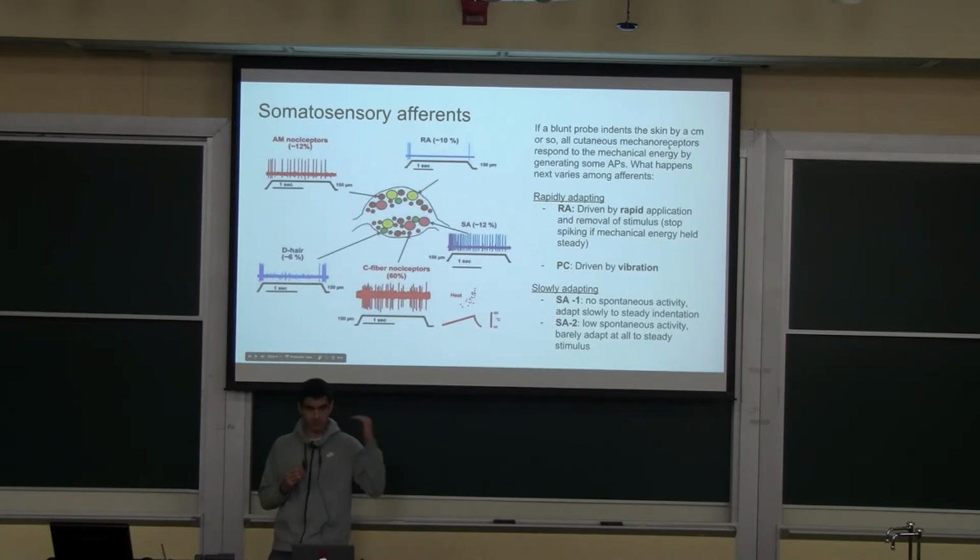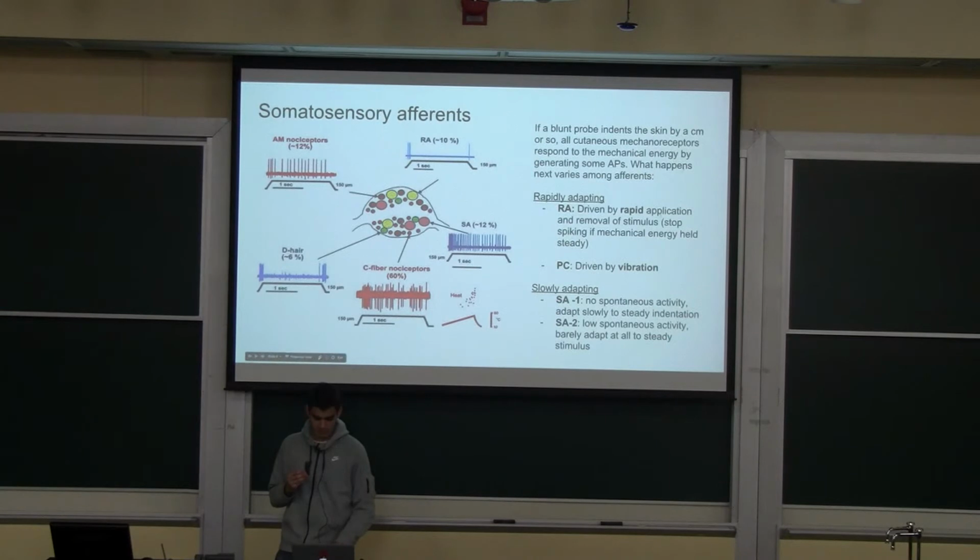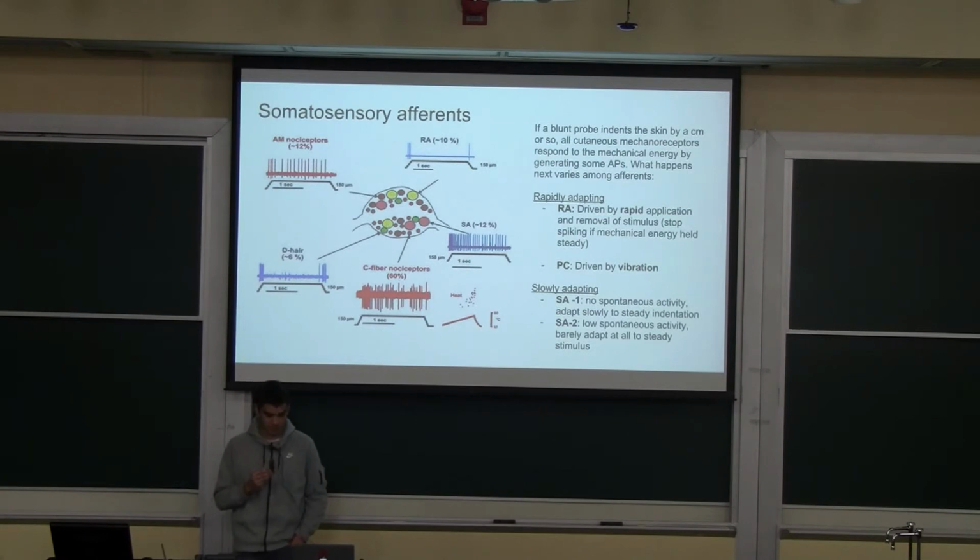And then within rapidly adapting and slowly adapting, you have subcategories. Within rapidly adapting, you have this RA, which means basically they're driven by rapid application and removal of the stimulus. The only difference for the Pacinian is that it's still a type of rapidly adapting, but the application of the stimulus has a higher frequency, so it's basically a vibration. But it still falls under the category of rapidly adapting.